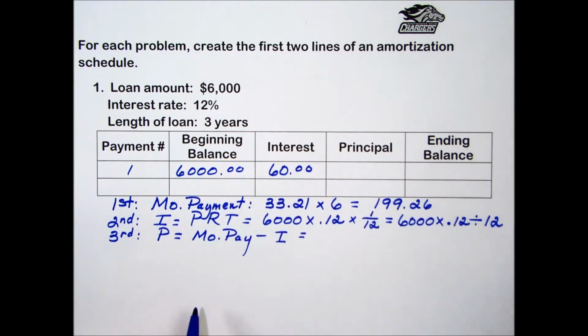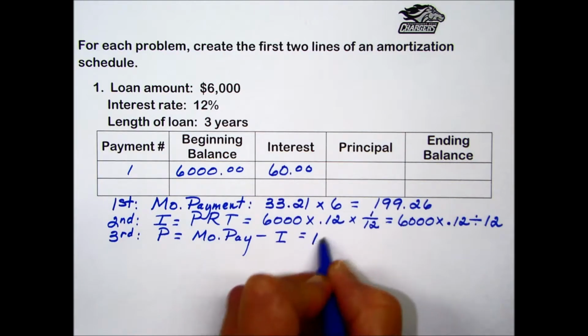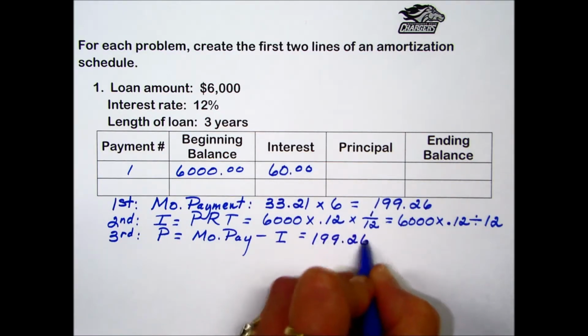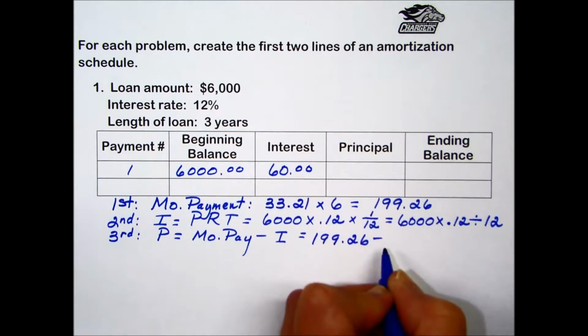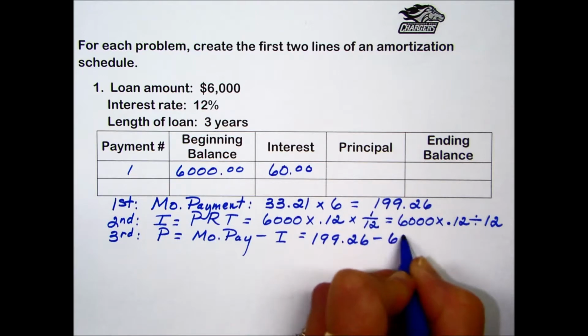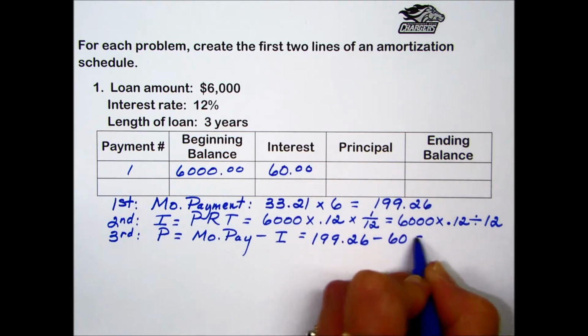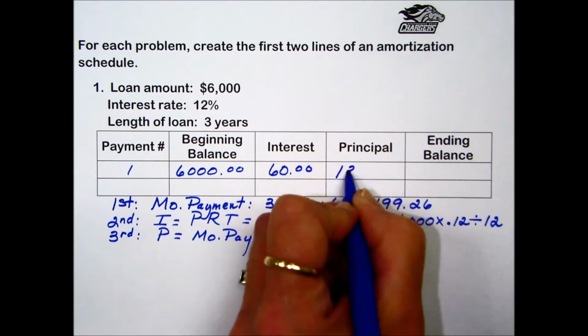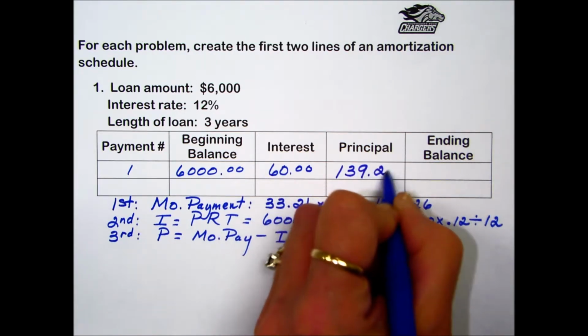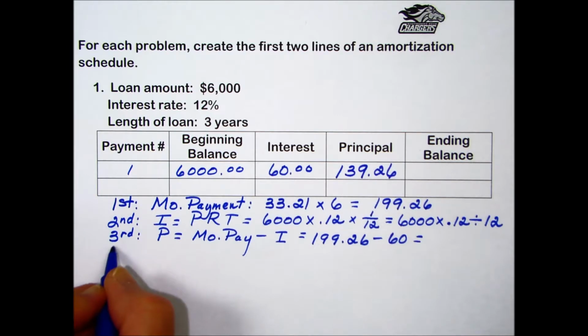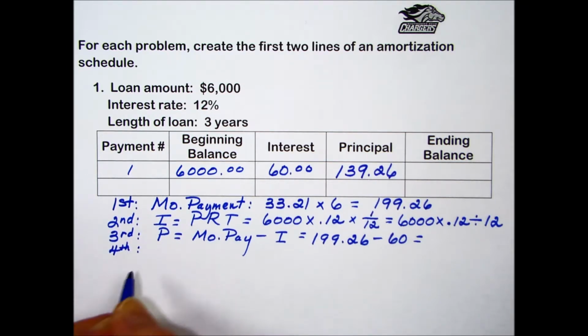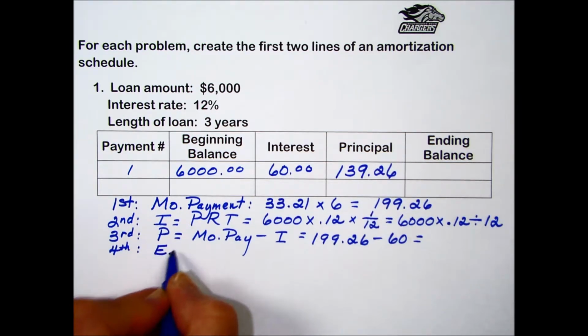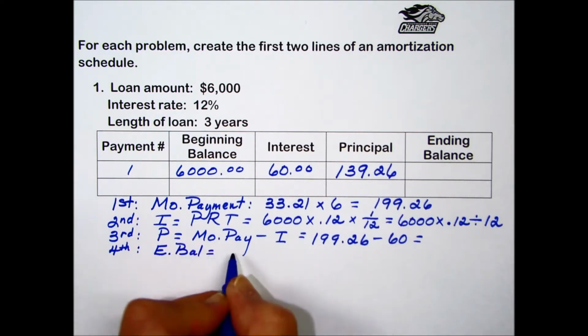The monthly payment goes in 2 directions. One is interest, with the balance or remainder being applied towards the principal to reduce the balance owed. So our monthly payment calculated in the first step minus the interest calculated in the second step results in a difference of $139.26 for our principal.